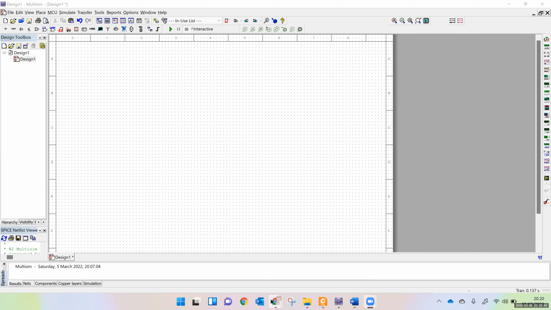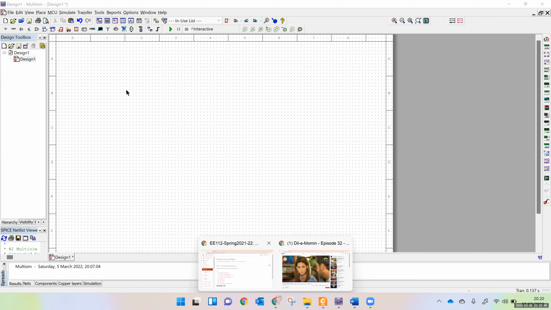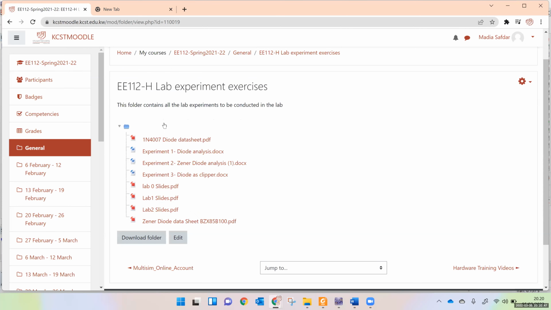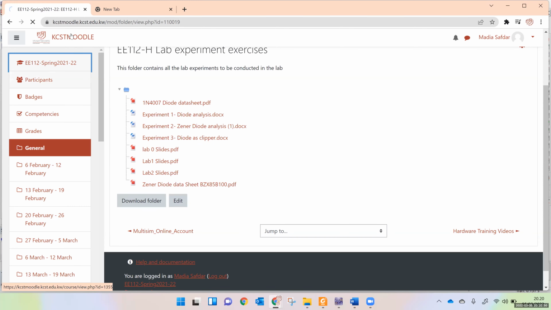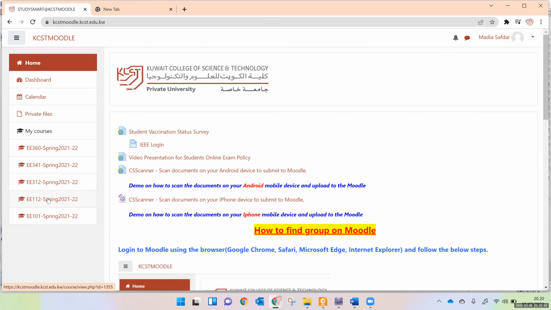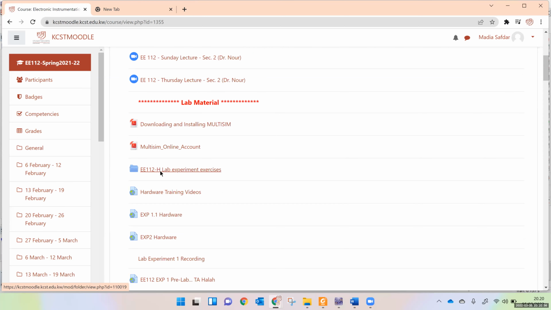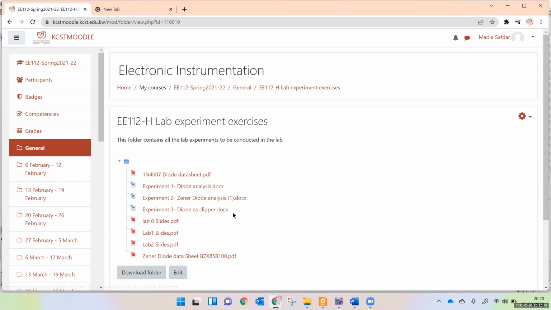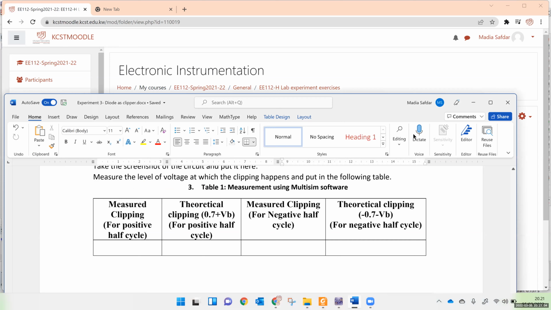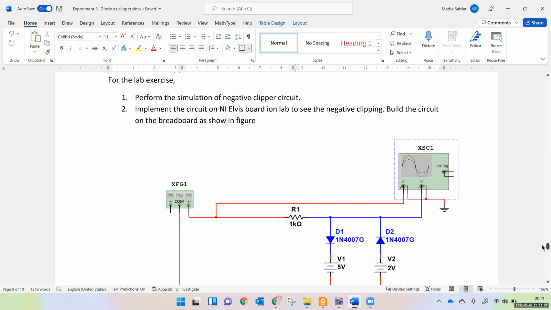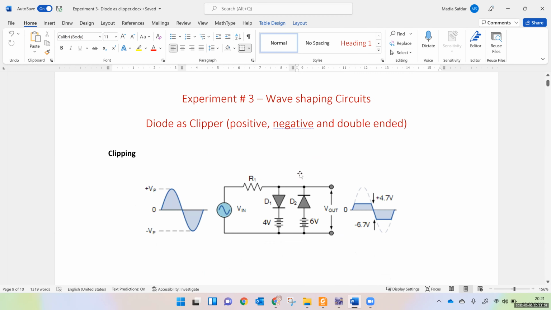Hello everyone. So today I'm going to perform experiment number 3. If you go to your Moodle, first you will go to EE112, and then go to the experiments. The third experiment is diode as a clipper. You will download it, and then you will open it.